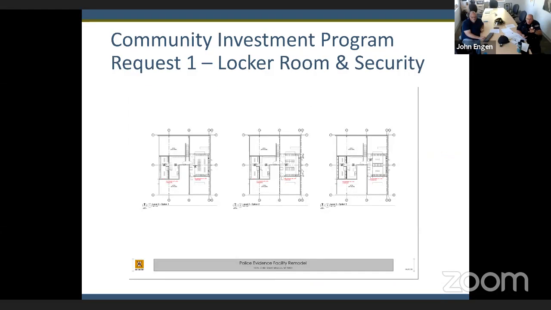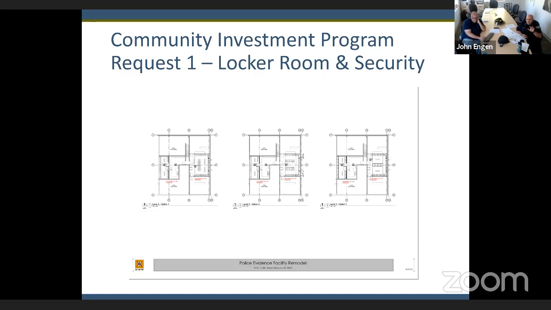So what you'll see here is a rendition, and it's basically the same plans. We had different options to try to configure and maximize the space for the number of lockers that we need in order to give everyone a locker. And just so you know, the one on the left is the layout that works for us.